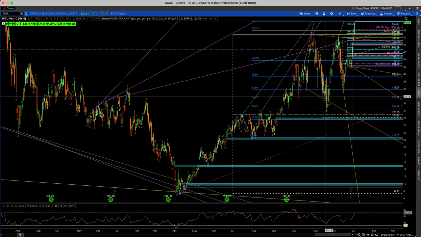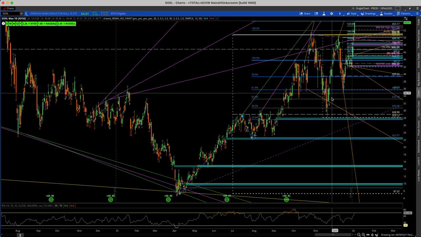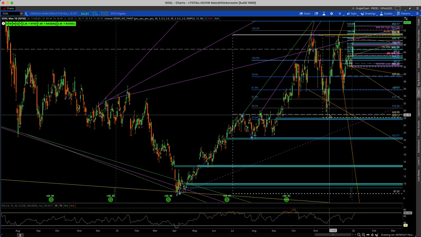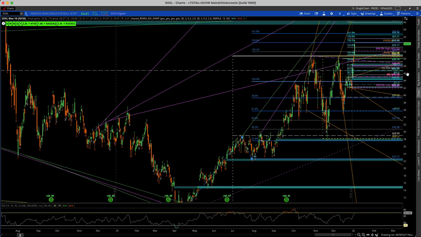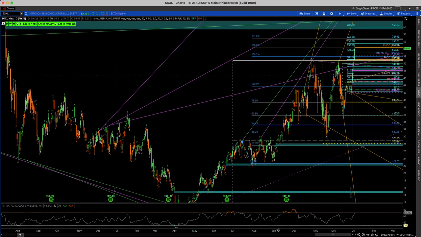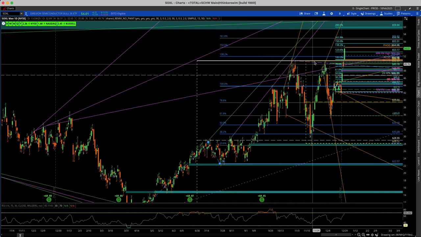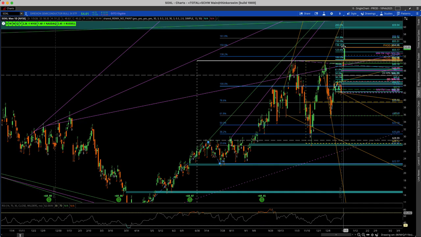a little bit more pullback than we expected. Thought we would only come back down to like the 61.8, but ended up coming down to the 23.6, and then bouncing from there, going back up to around that 138.2 fib extension, and now you can see how we've broken through that 138.2 and we're testing that 150 fib extension.